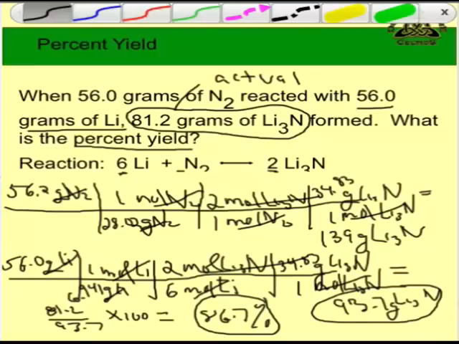This is how you do percent yield problems. You should practice this in your packet.